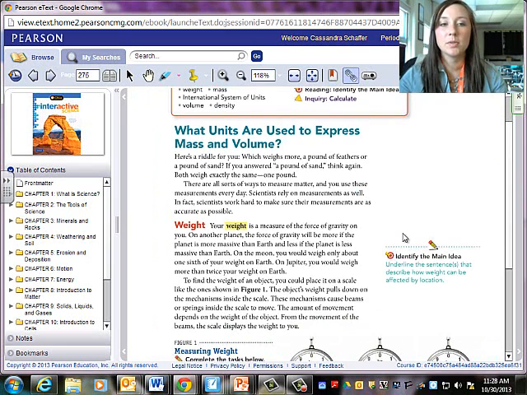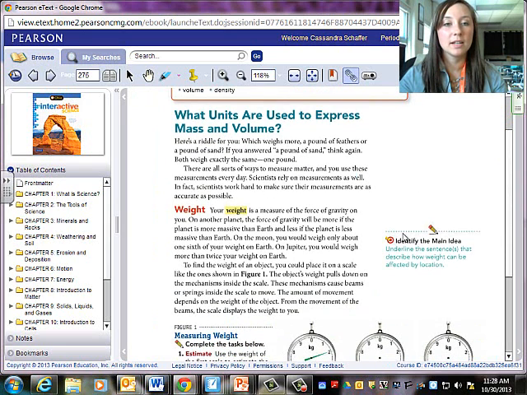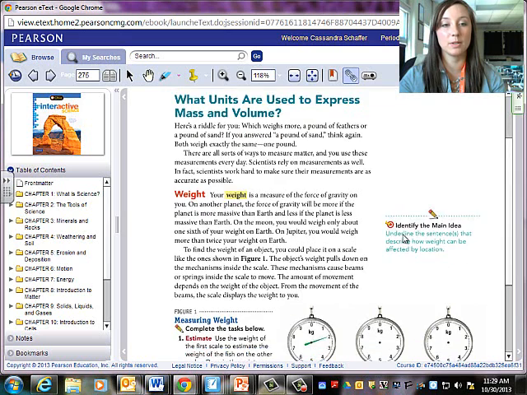What units are used to express mass and volume? Here's a riddle for you. Which weighs more, a pound of feathers or a pound of sand? If you answered a pound of sand, think again. Both weigh exactly the same, 1 pound. There are all sorts of ways to measure matter, and you use these measurements every day. Scientists rely on measurements as well. In fact, scientists work hard to make sure their measurements are as accurate as possible.